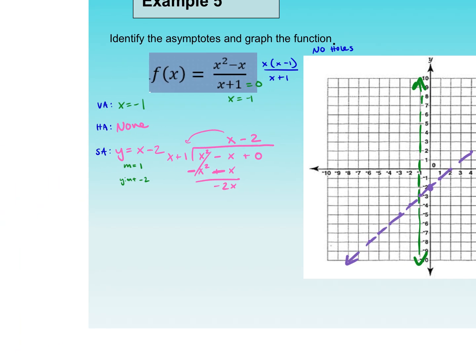Now we'll graph this whole thing. Let's find our y-intercept, x-intercept, and we'll plug in a few more points to get an idea of where our graph is. How do we find the y-intercept? Plug in 0 for x. So that would be 0 squared minus 0 over 0 plus 1. So 0 over 1. So what would our y-intercept be? 0, 0. So I've got a point at (0, 0).